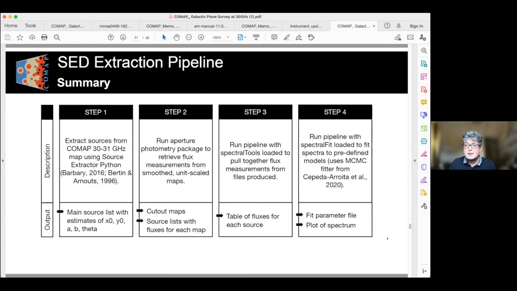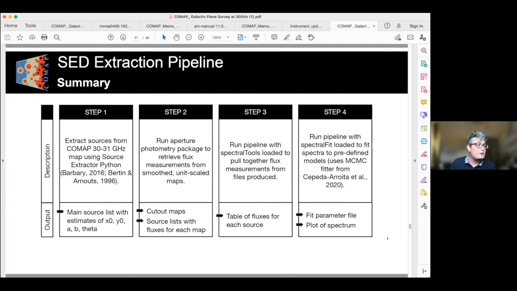On the next slide, this just explains our SED extraction pipeline, which we're using to extract out point sources at the moment in order to do a more robust analysis on those and begin to put together a catalogue for the first paper.